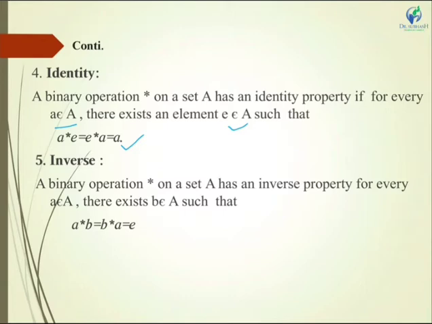Fifth one is inverse, or existence of inverse. A binary operation star on a set A has the inverse property if for every element a in A there exists b belongs to A such that a star b equal to b star a equal to e. Here e is the identity element which we have obtained above in the identity property. So these were the 5 properties of binary operation.